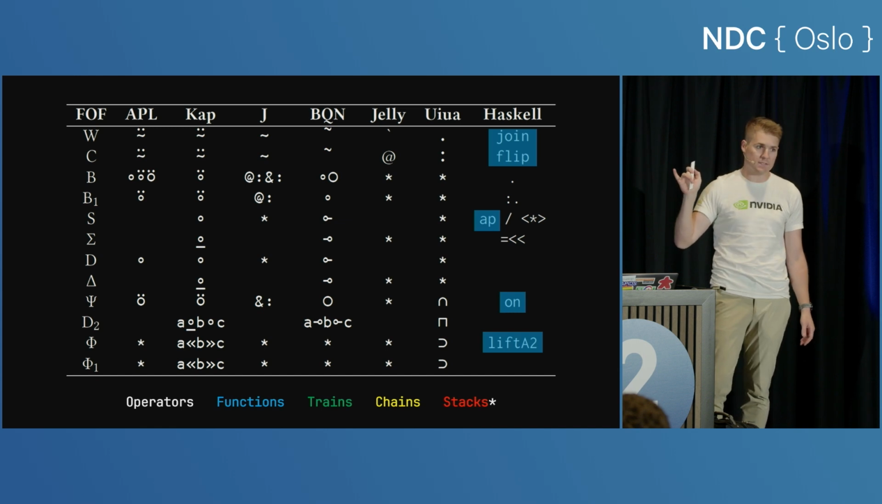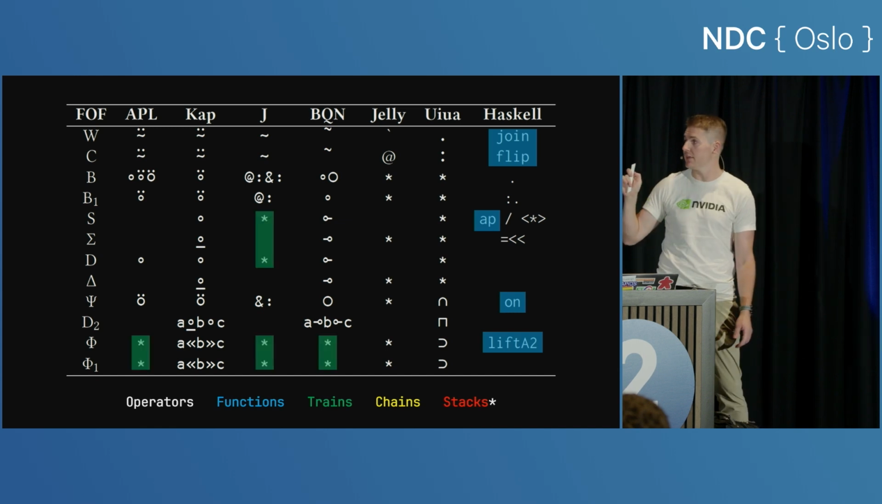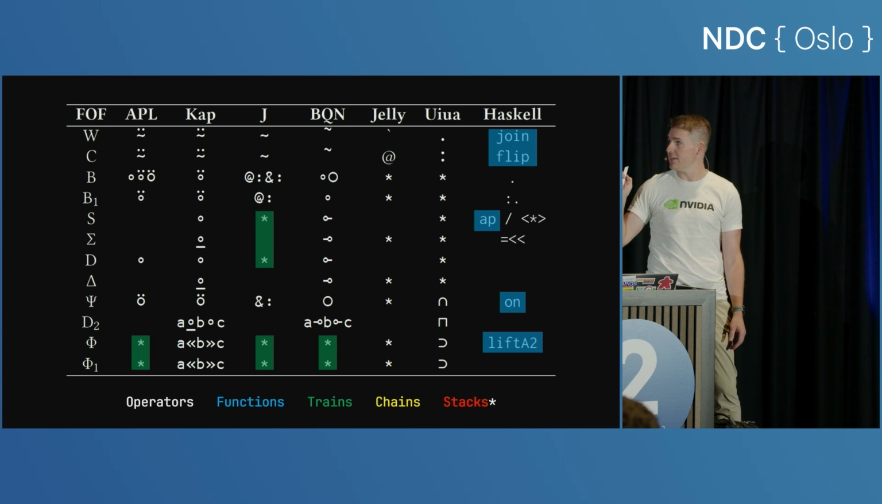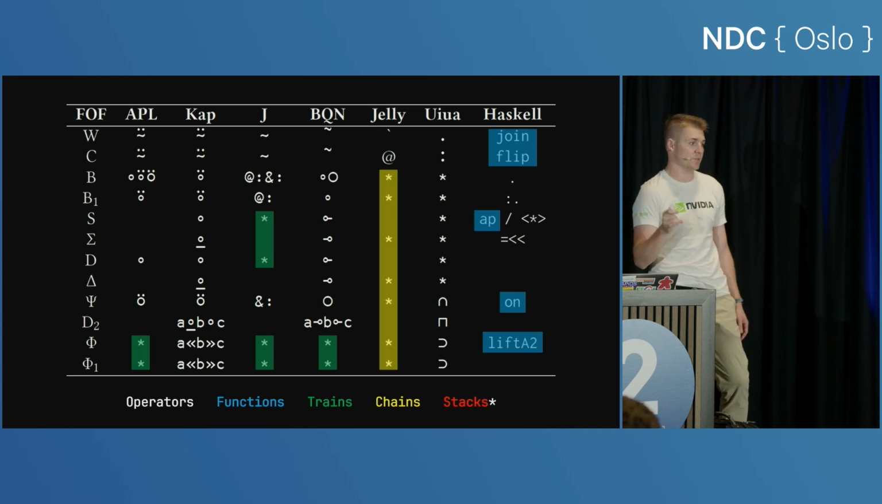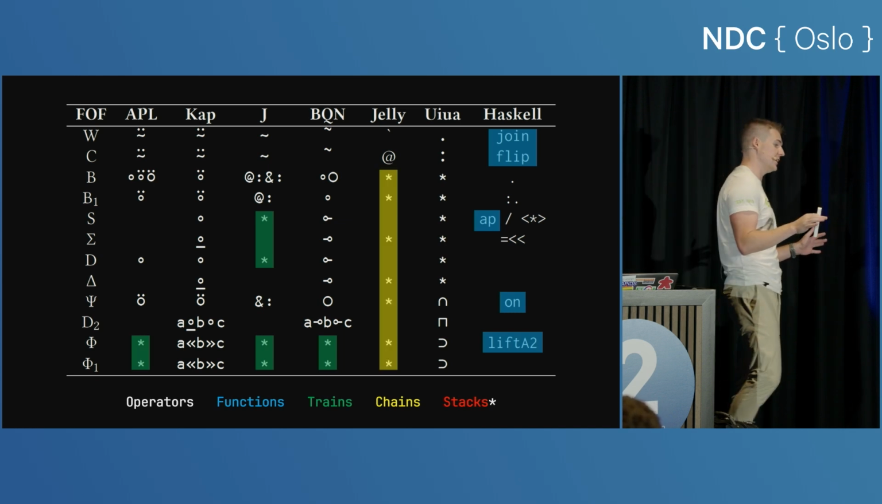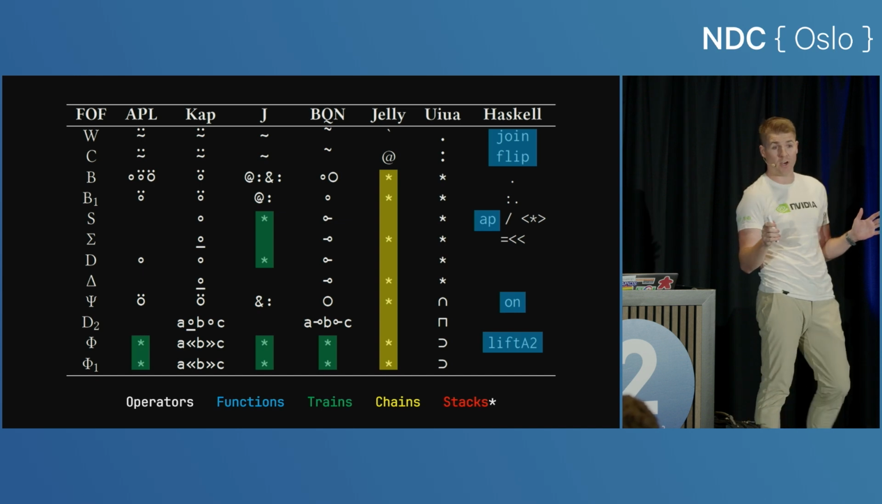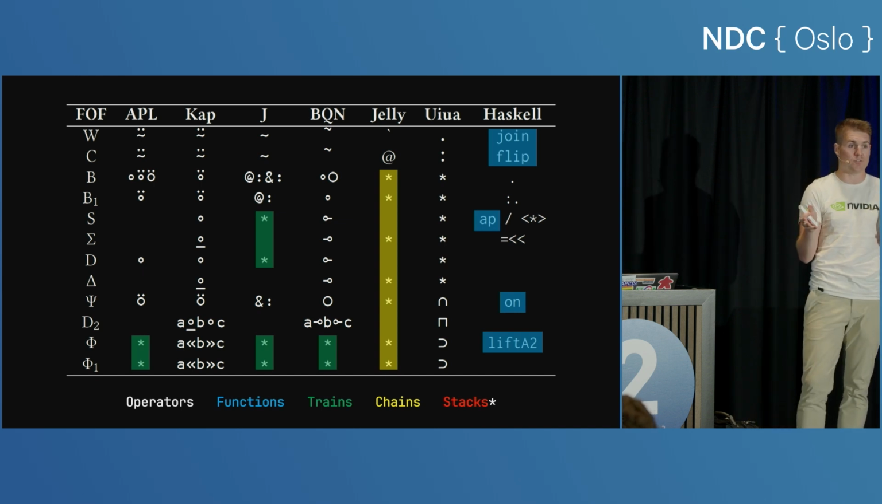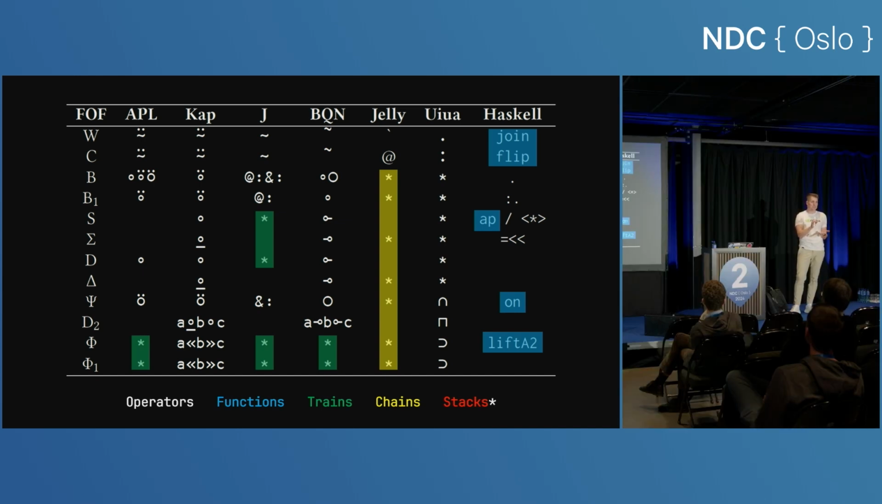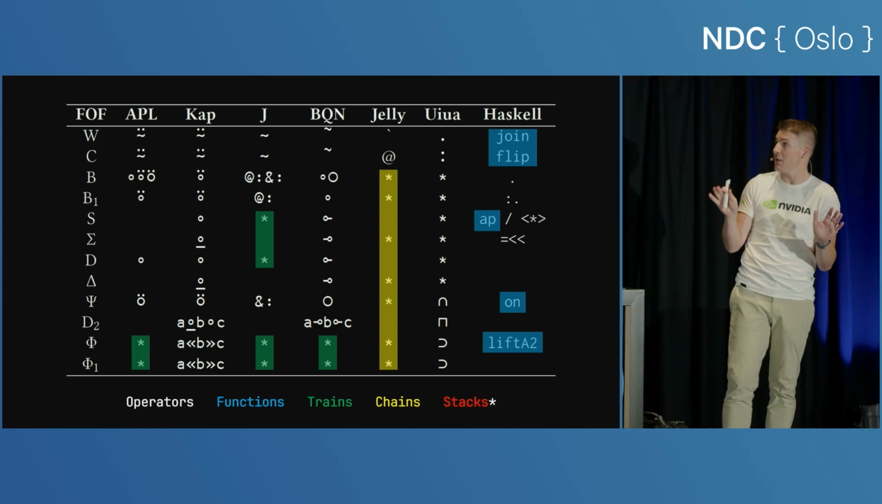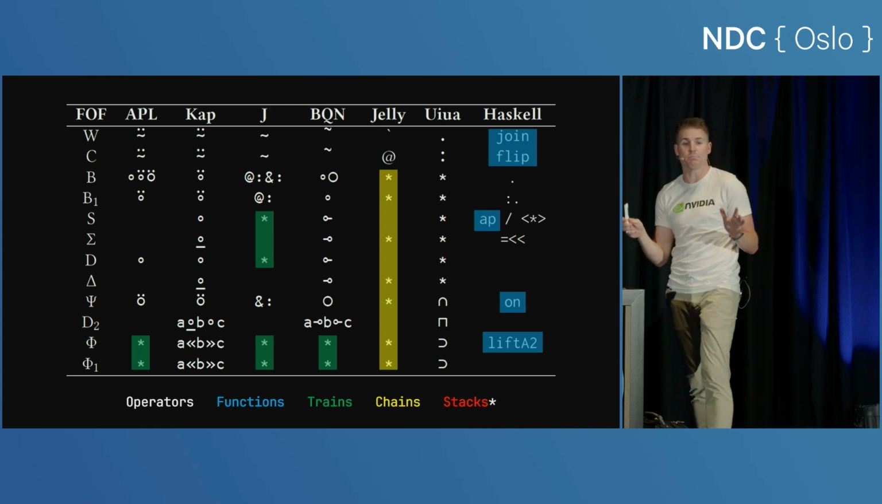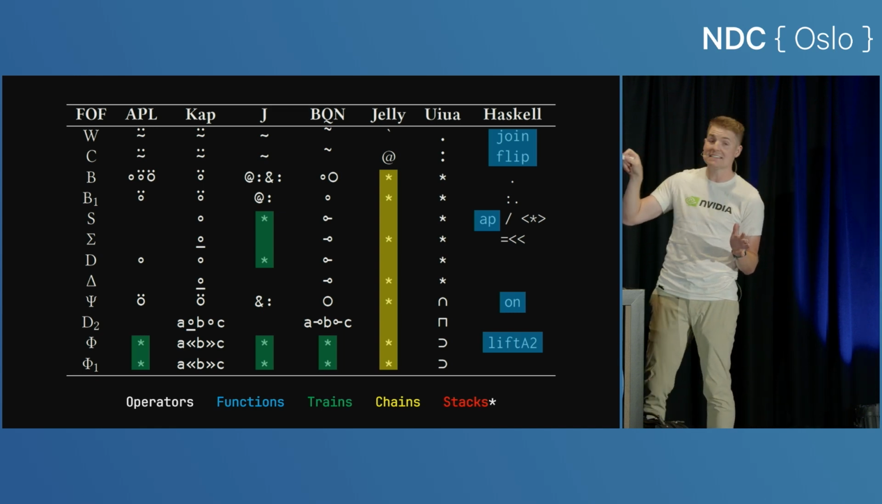Then we have trains, which exist in the array languages. Then we have chains, which only exist in Jelly, which is a super, super esoteric language. It's actually designed for code golfing. If you've ever heard of the art of trying to solve a problem in as few characters as possible, Jelly was a language designed to be good at that. That is the sole purpose of the language. However, there are some very, very interesting programming language ideas inside of Jelly.